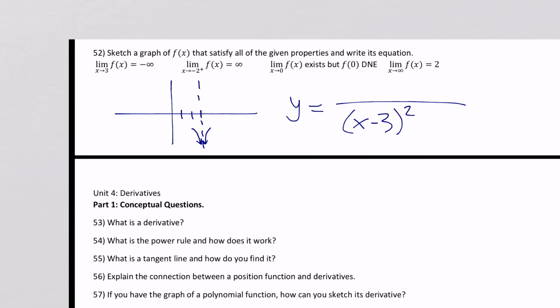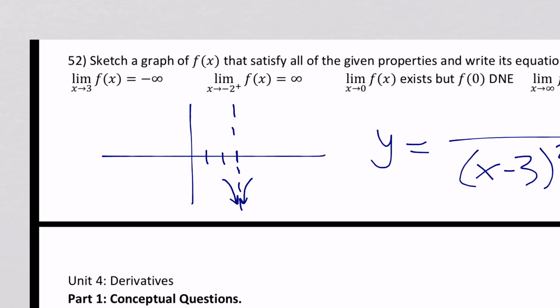The limit as x approaches negative 2 from the right is positive infinity. So let's go to negative 2. Let's dash in an asymptote. Make sure it's dashed. Dash it in. There we go. And from the right, we want it to be going to positive infinity. So this needs to be going up like that.